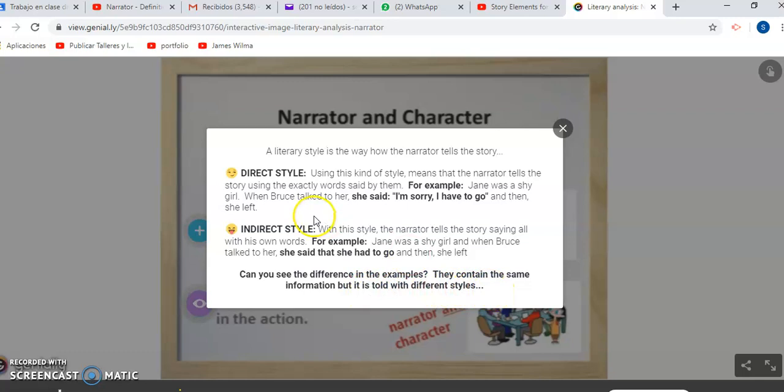So as a conclusion, in direct style, the narrator uses the exact words of the characters. But in the second style, the narrator uses his or her own words in order to explain what others said before. Those are the styles that a narrator could use.